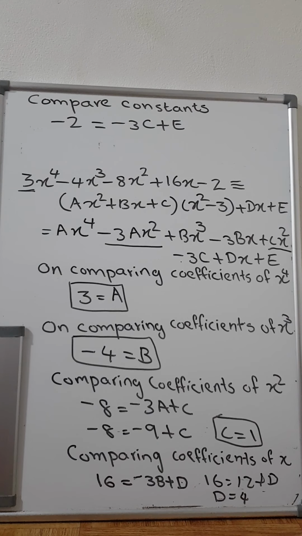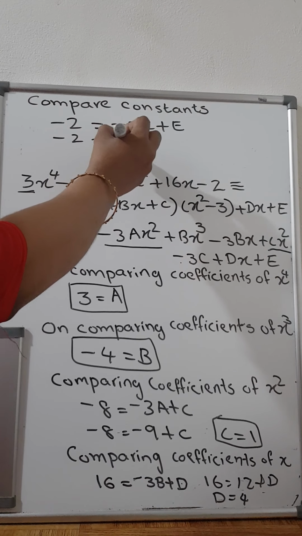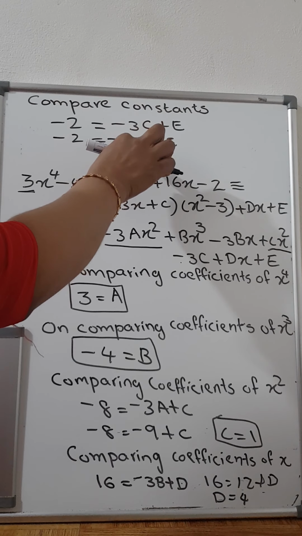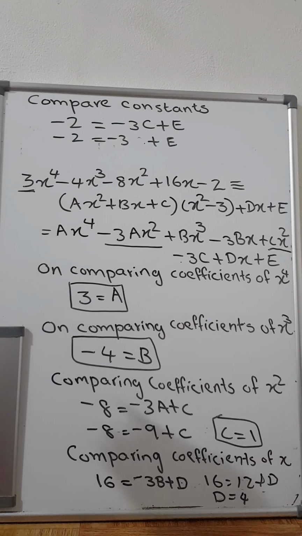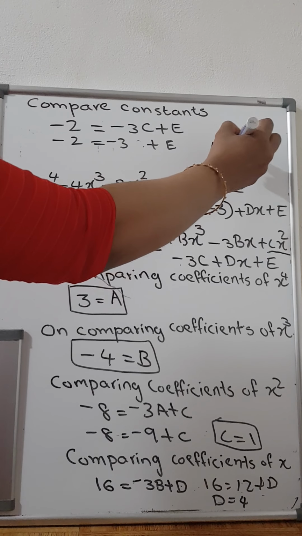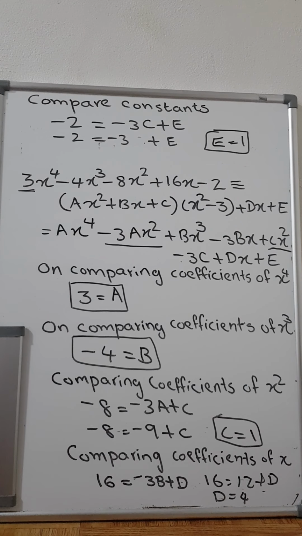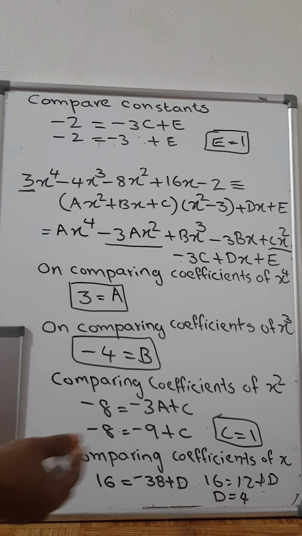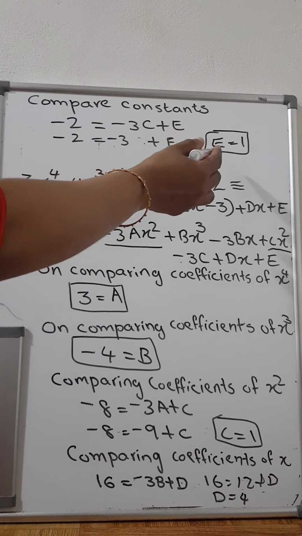So we already know the value of c. c is 1. So minus 2 is equal to minus 3c plus e. Sorry, c is equal to 1, so minus 3 times 1, that is a minus 3. So e is equal to 3 minus 2, which is 1. So we get e is equal to 1. Now you see we have found all the unknowns. We got a is equal to 3, b is equal to minus 4, c is equal to 1, d is equal to 4 and also e is equal to 1.